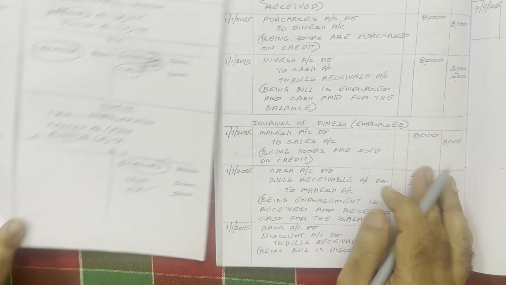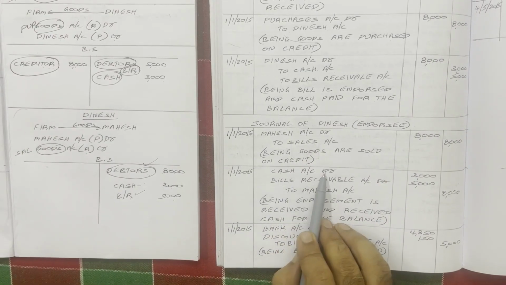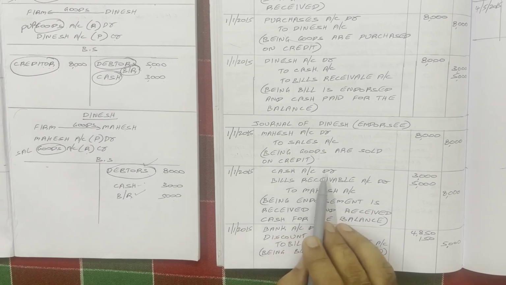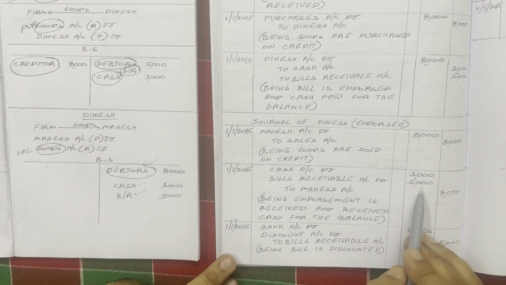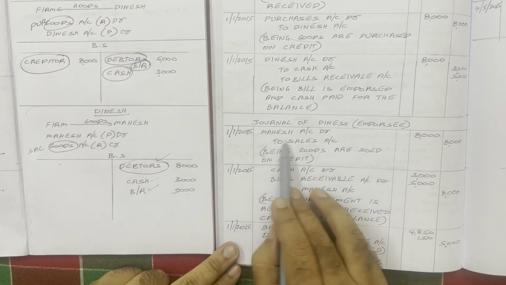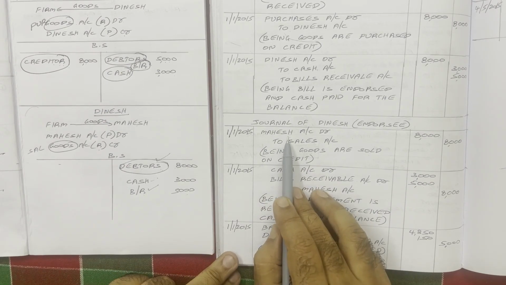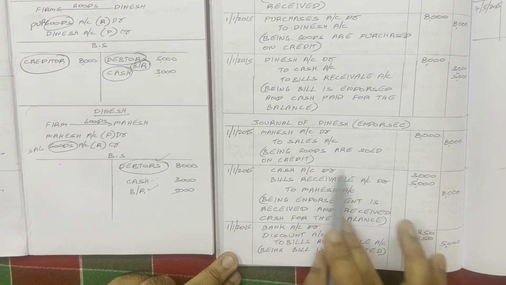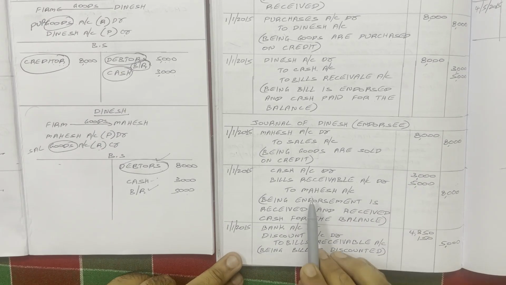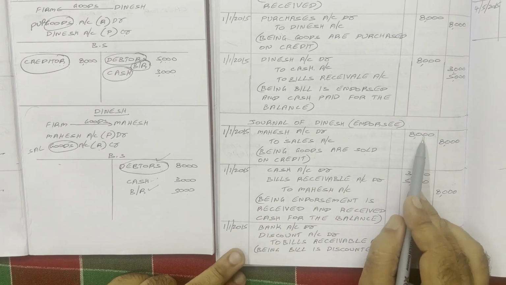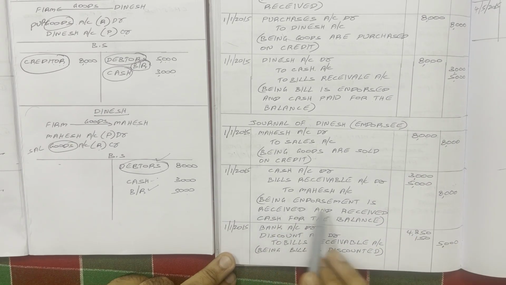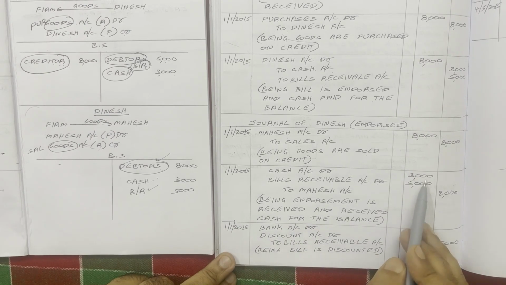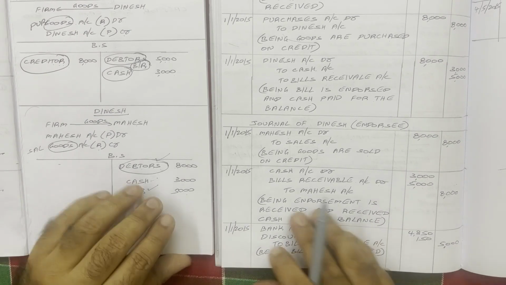So what is the entry for that? If you want to create an asset, you have to debit, no? That is why cash account is debited. Bills receivable account also, with 3,000 and 5,000. And by debiting, we have created this Mahesh account. If you want to cancel, you have to credit Mahesh. So this is the entry for settlement. We have created Mahesh account with 8,000, therefore now we are cancelling this Mahesh account with the same amount. Narration: being endorsement is received and cash received for the balance. Balance is 3,000 now.